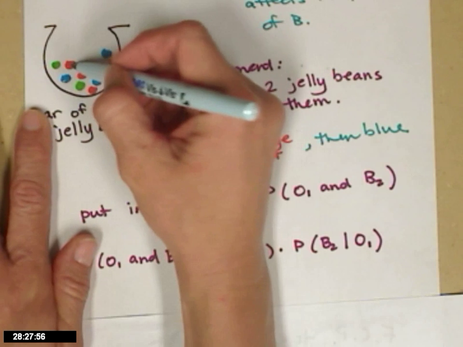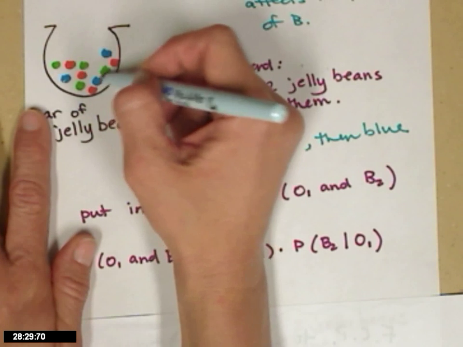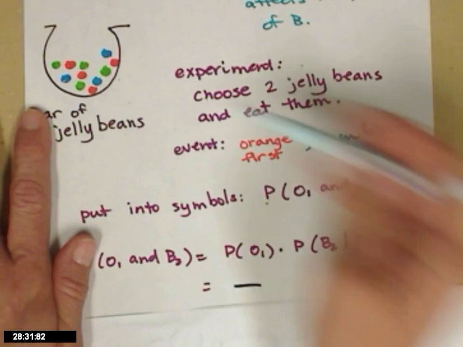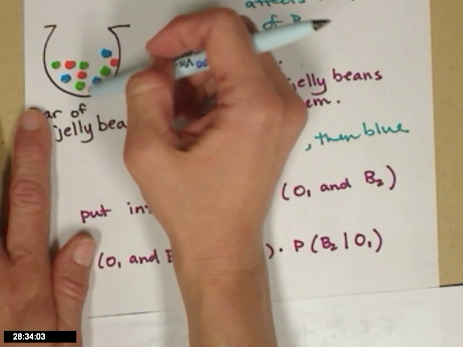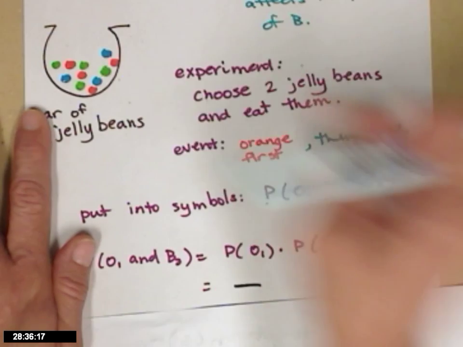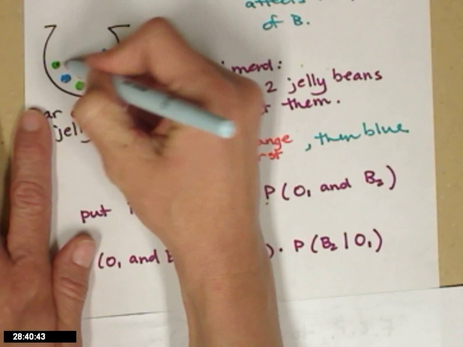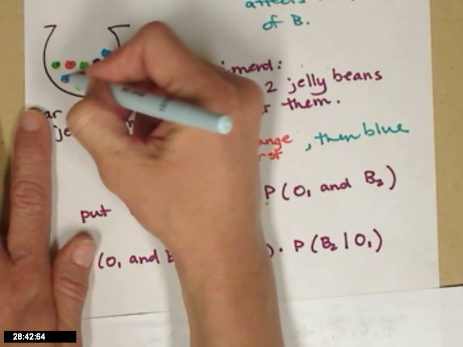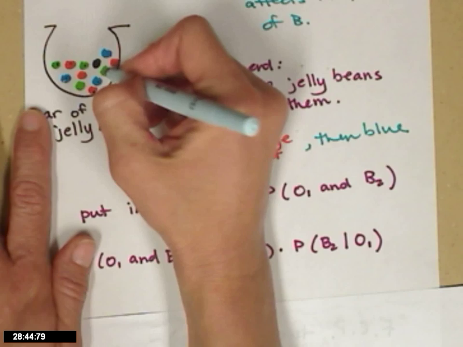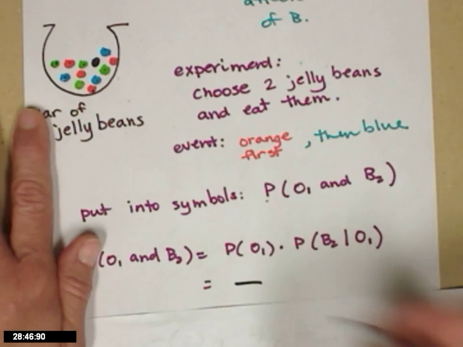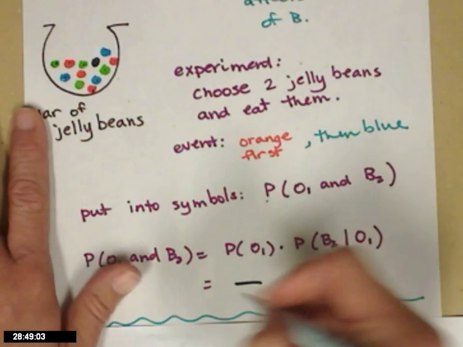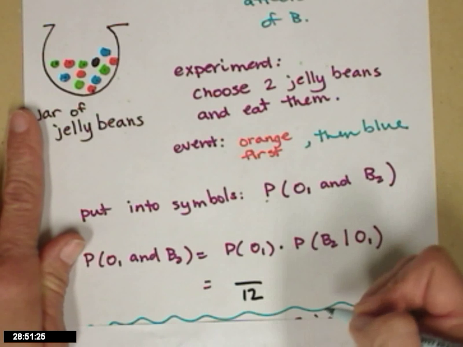So there are 1, 2, 3, 4, 5, 6, 7, 8, 9, 10, 11 jelly beans. I thought there were 12. Oh, I want 12 jelly beans. Okay, we'll have a black jelly bean. 1, 2, 3, 4, 5, 6, 7, 8, 9, 10, 11, 12. Now I have 12. 12 is just a nicer denominator. Okay, so 12 on the bottom.